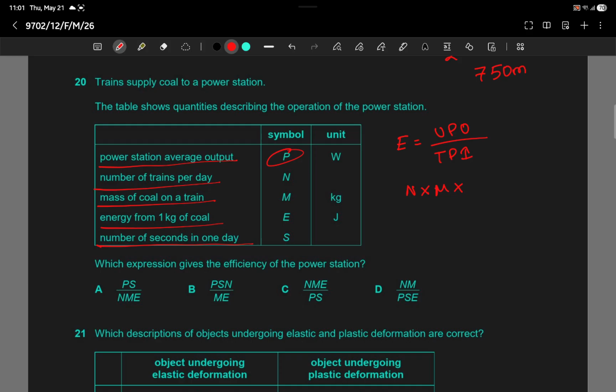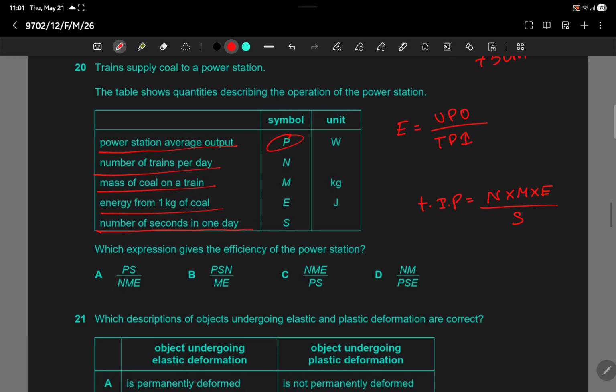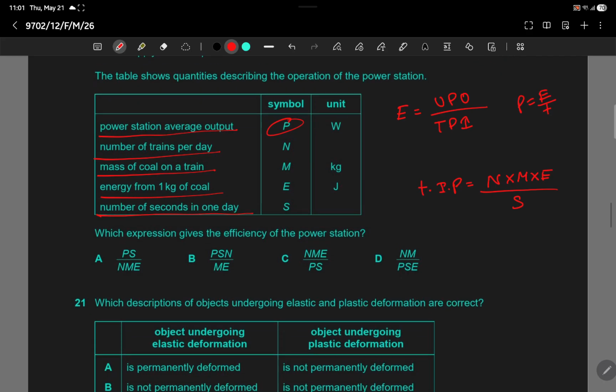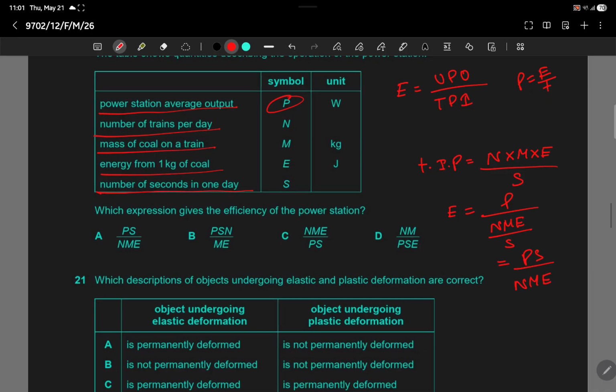So how can we find E? So total input power is N, number of trains per day, into the mass, into E, the total energy needed, divided by the time, which is S. Power equals energy by time, hence we divide by S. Now, using efficiency, total input power is P divided by this thing, NME by S, which we get is PS by NME, which means the answer comes out to be A.